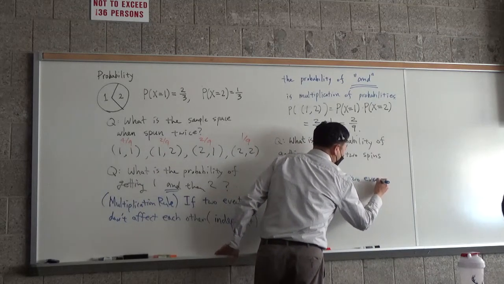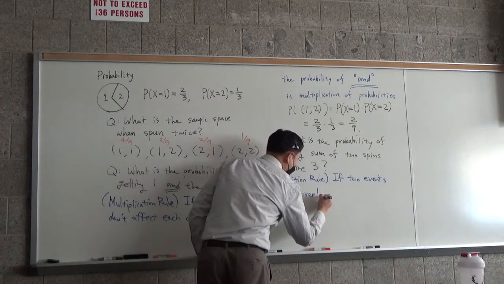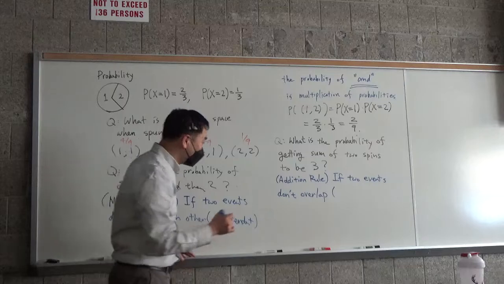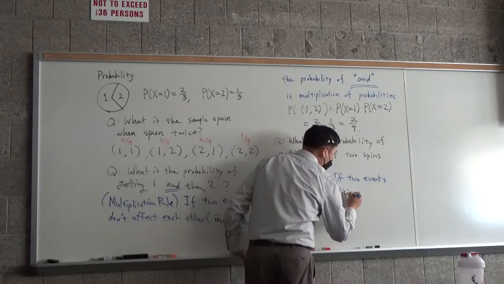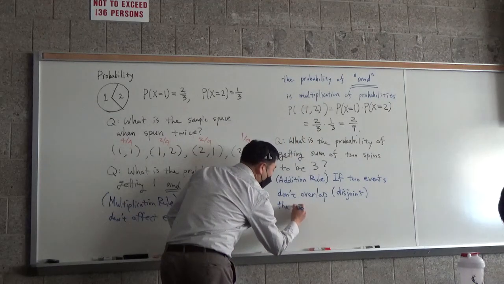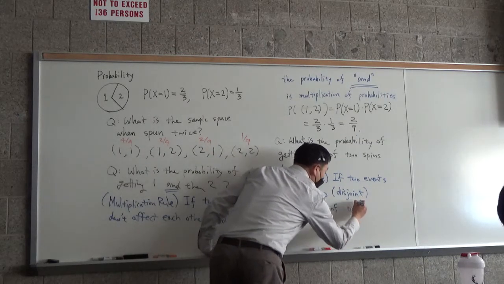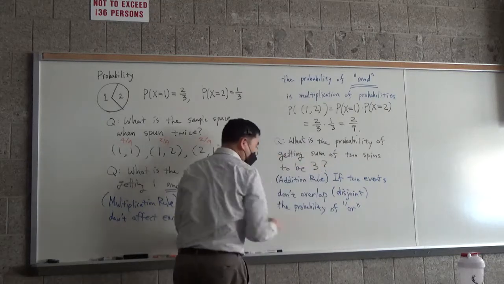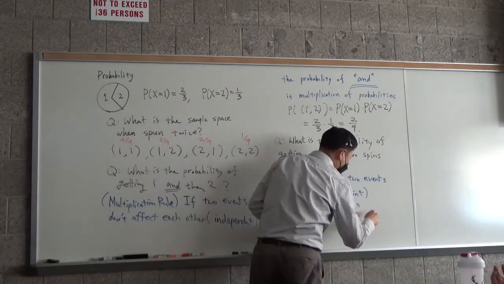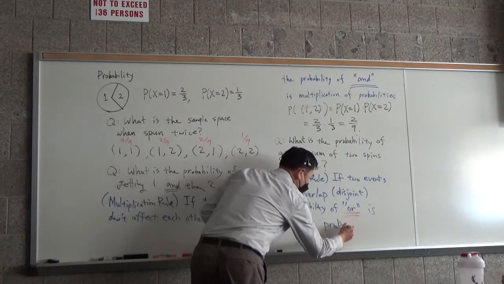If 2 events don't overlap, and the technical word for that is if they're disjoint, if 2 events are disjoint, the probability of A or B, and once again, this is the important part, or, is the sum of probabilities.